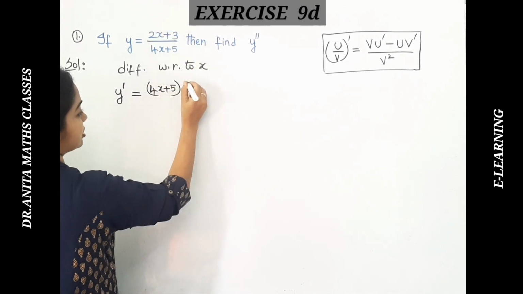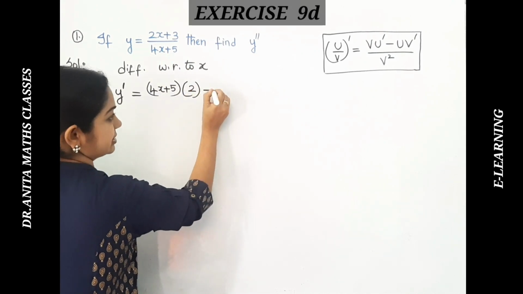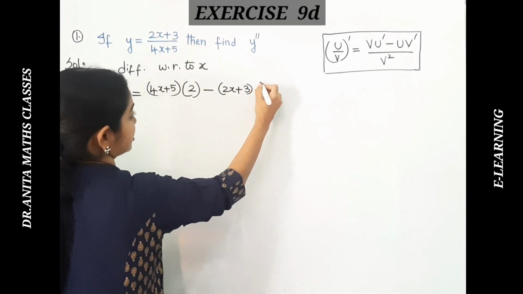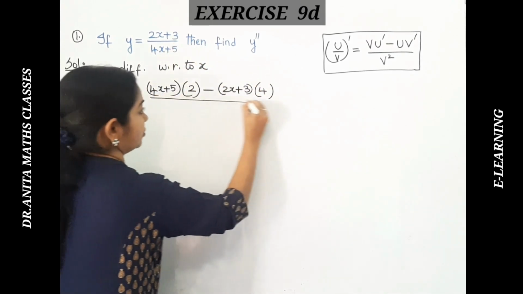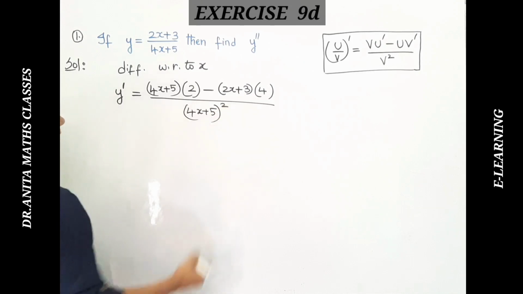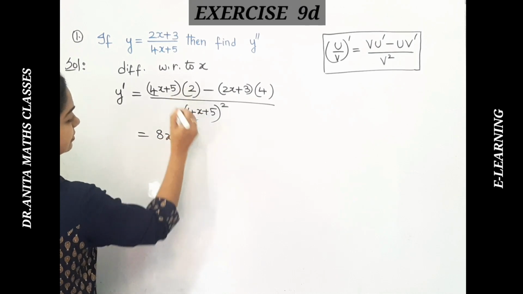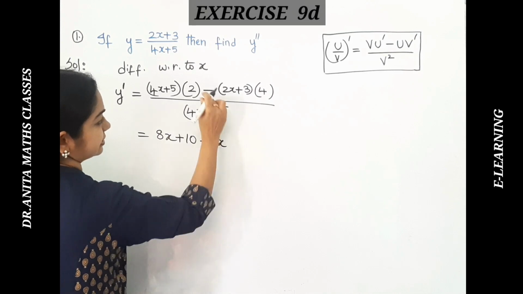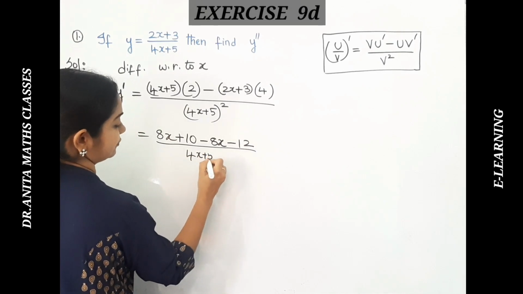Differentiation of u is just 2, and minus u as it is, and differentiation of the v function: 4x gives 4, and for the constant it is 0, over v square, so (4x plus 5) whole square. This becomes 8x plus 10, opening the bracket, minus 8x minus 12, over (4x plus 5) whole square.